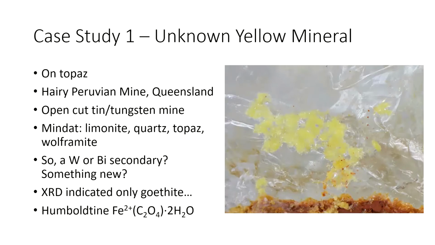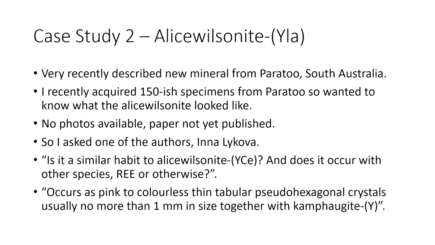It is. The second case study that I've got is a different approach. It was not me trying to identify something that I had. It was me trying to identify something that I didn't have. So in Paralana in South Australia, which has quite a few rare earth species and is the type locality for Paralaniite and Decrespinite, there was a new mineral described either late last year or early this year called Alice Wilsonite, with yttrium and lanthanum, and that should be a capital L. It's obviously Microsoft doing its auto correct.